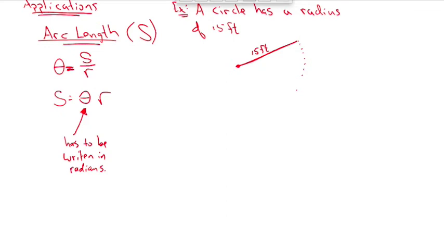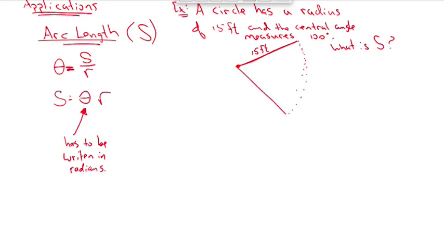So a circle has a radius of 15 feet, and the central angle measures 100 degrees. What is the arc length? What is S? All right, so the goat here is walking through 100 degrees of measurement. Obviously, my picture's not going to match 100 degrees because it's going to wrap around. So you just label it. So what we're looking for is the length of the dotted line.